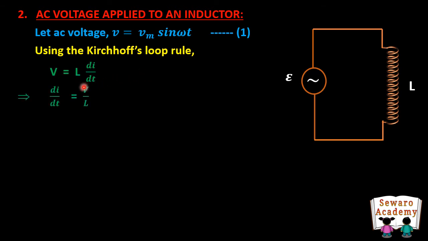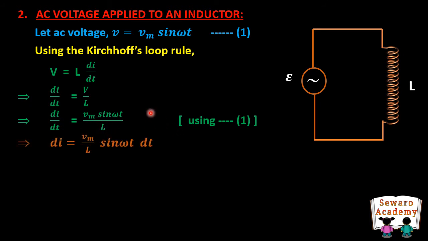Now we replace this V by the expression of voltage Vm sin omega t using equation number 1. So di by dt equals Vm sin omega t by L. Again, di from here will be, we cross multiply dt and take it to the right hand side. So it will be Vm by L sin omega t into dt. In order to get the expression for current, we need to integrate this equation. If we integrate di, meaning small current, we get the total current.